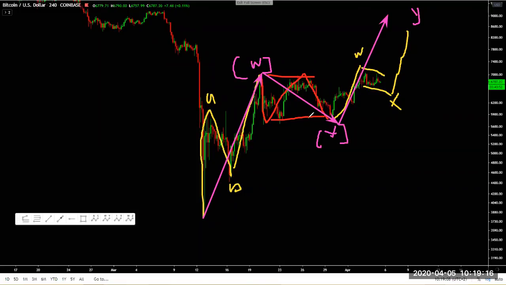So if we're going to go there, that means this is going to be a bit extended, or we may get a pullback in another degree and then a move to the upside, because this is not going up in 5 waves. There's no impulse here. As you can see, it's only 3 waves, right? So that's what we're looking at. So a 3-wave move to the upside to go retest 8,000.